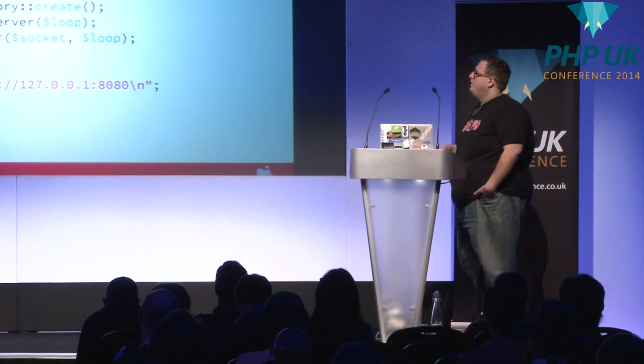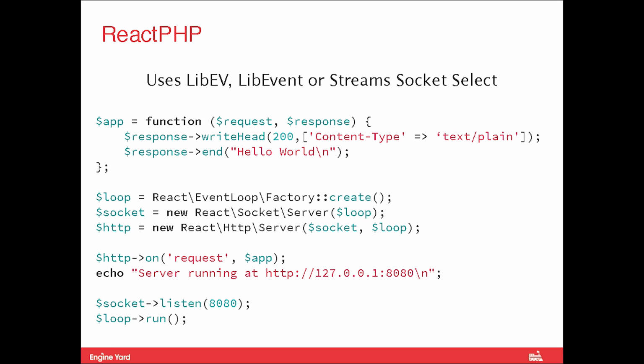So looking at some code, basically, we're going to do a very short HTTP server. So we have this anonymous function that we're going to create. This is basically our entire application. It takes our request and a response. The response should actually be a reference. And then basically it writes out a 200 and a content type of text plain and outputs hello world. So any request to this web server is just going to give a 200 status that is text plain and hello world. We create our event loop, which is the main loop within a React application. We create our socket server, and then we create an HTTP server which takes both the event loop and the socket.